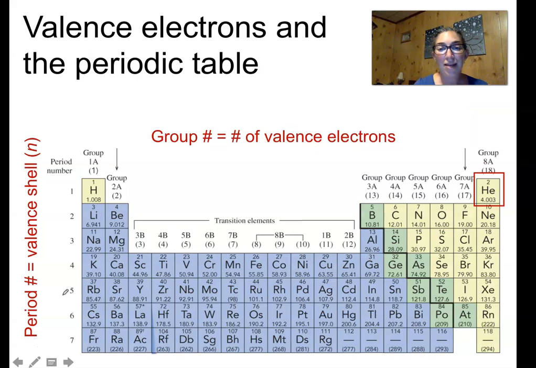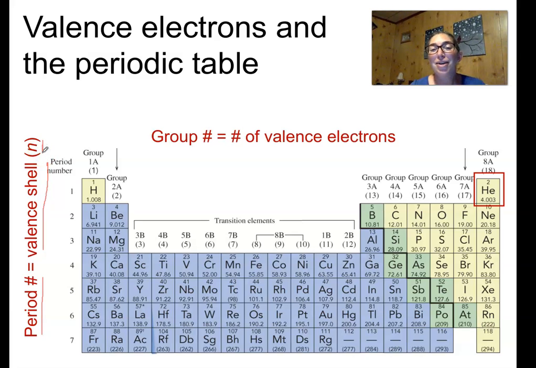Oh, my drawings are gone. Oh well. So we saw that there were 4 rings of electrons. So there were 4 energy levels, and that 4th one was the outermost one. All right, and that's because potassium is in the 4th row or period of the periodic table. So the period number tells us what the valence shell is, the outermost in other words.